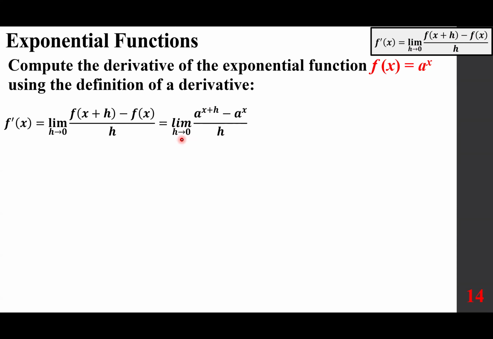Now, notice we can rewrite this as a to the power of x times a to the power of h, which means I can factor the common factor of a to the power of x from the top. This gives me a to the power of h minus 1. And I write the limit of a to the power of x times the quantity a to the power of h minus 1, over h, as h approaches 0.